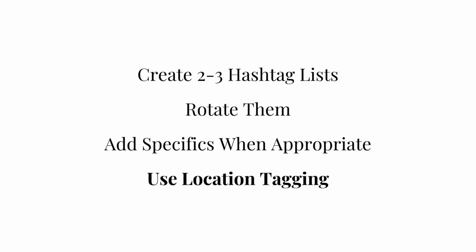But let's say, for instance, you're doing something different than is on there. So let's say, for instance, you're doing a giveaway. Maybe that's not on your general hashtag list. So you might want to add a few specific hashtags if that post is different than your normal post. So hopefully that makes sense. And then always use location tagging. So that's another way that you're going to help to be found by people in your area.